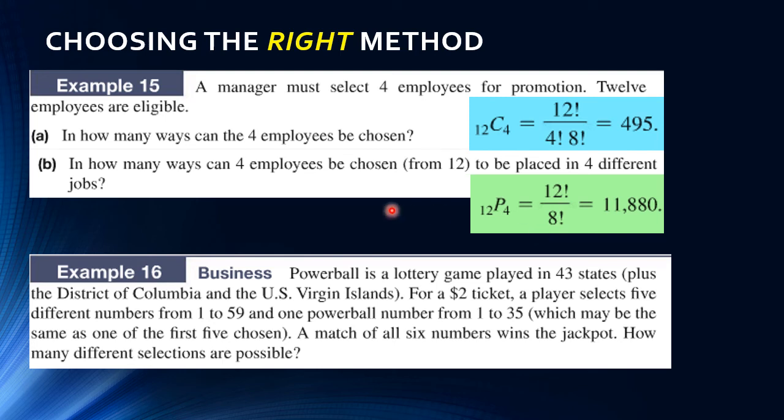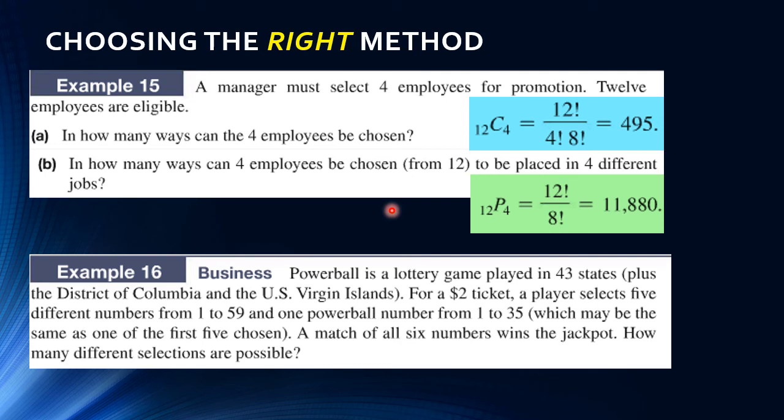All right, let's look at example 16. Powerball is a lottery game played in 43 states. For a $2 ticket, a player selects 5 different numbers from 1 to 59 and 1 Powerball number from 1 to 35, which may be the same as one of the first 5 chosen.